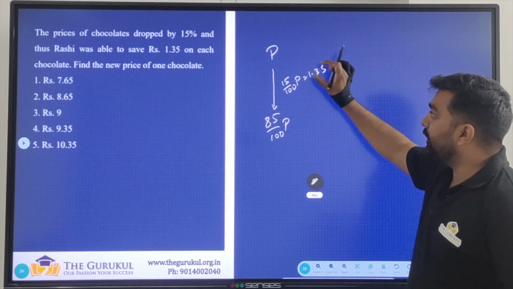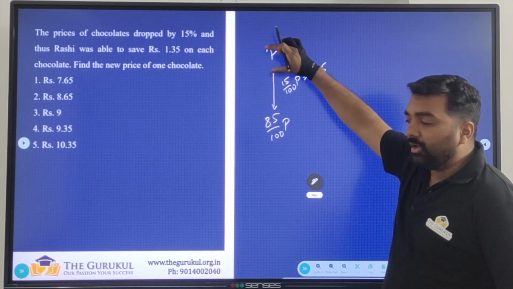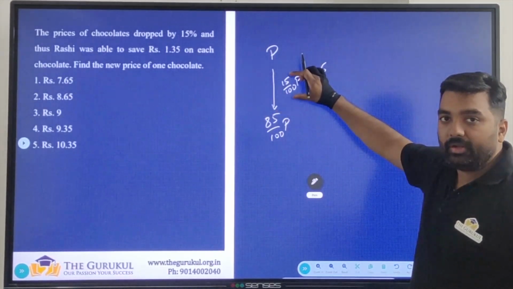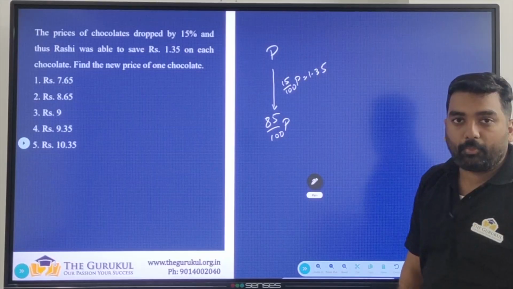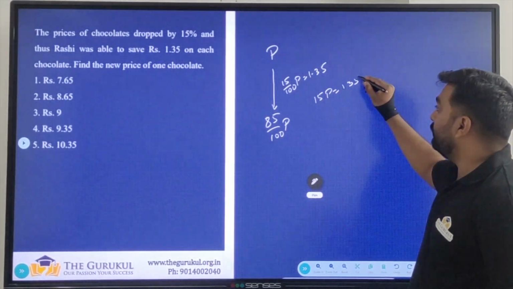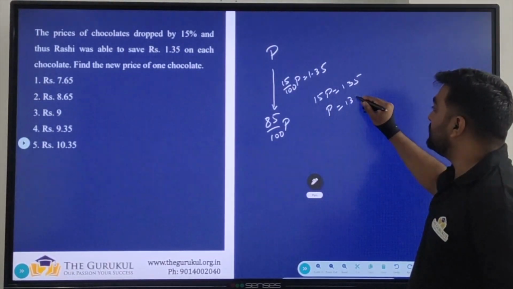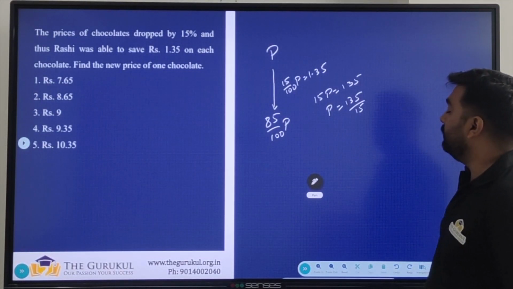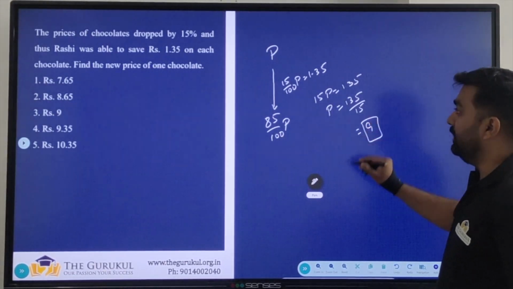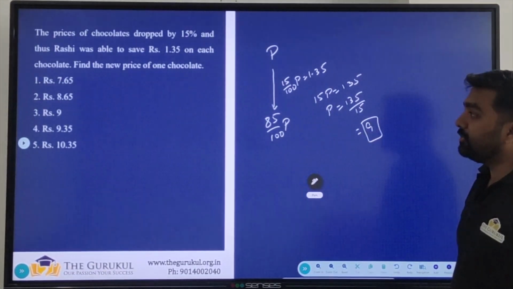Endu taggindi 1.53 rupees? Initial ga P rupees undali. Now it is 0.85 P only. Ee madhyalo unde 0.15 P is equal to that 1.35 rupees. So 15P is equal to 135. P is equal to 135 by 15, which is 9 rupees. Find the new price of the chocolate.